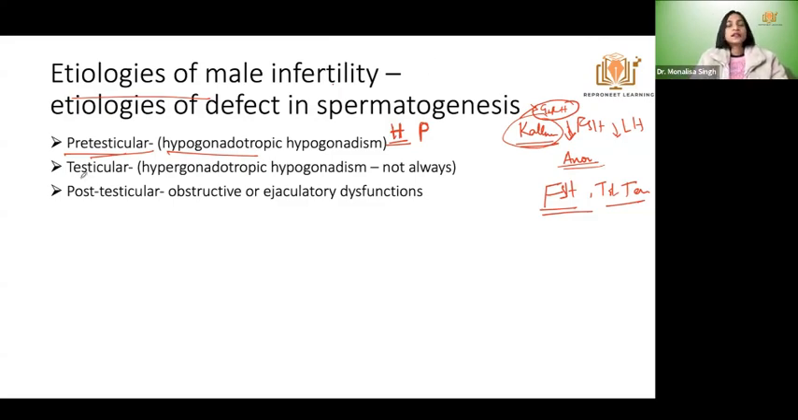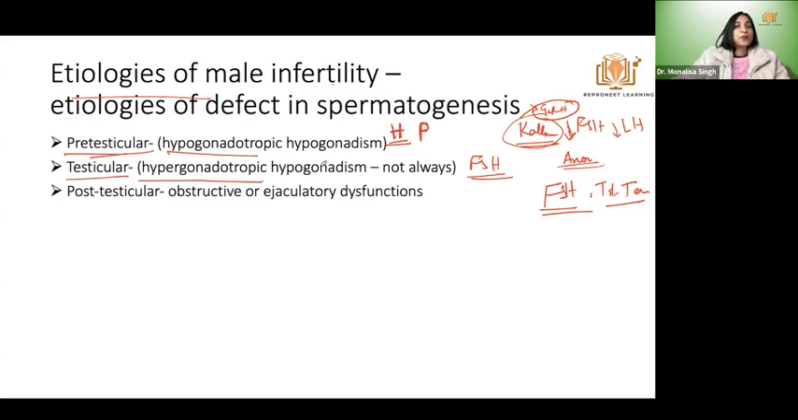And testicular is when testicles are affected, like there was mumps or orchitis, because of which the testicles have post-infection inflammation and have failed to resume spermatogenesis, or there is injury, or there is cryptorchidism, because of which spermatogenesis has decreased. Testosterone level may also start to decrease. When testosterone decreases, what will happen? FSH will start to rise.